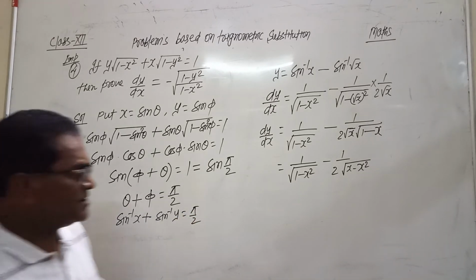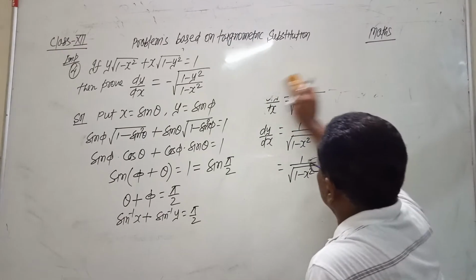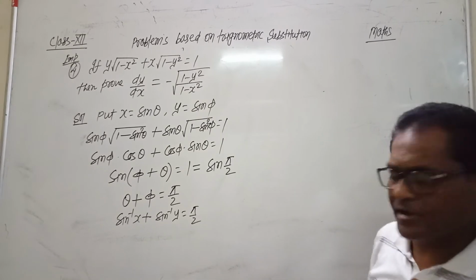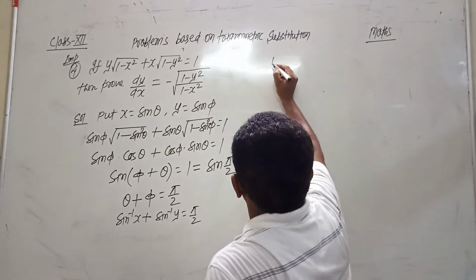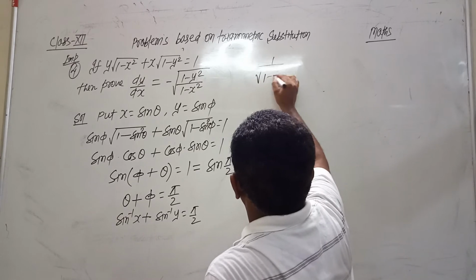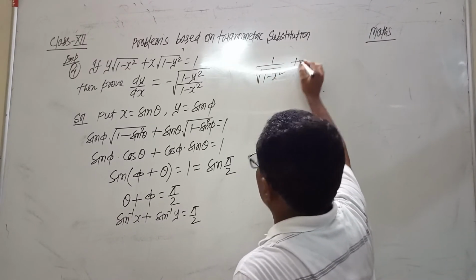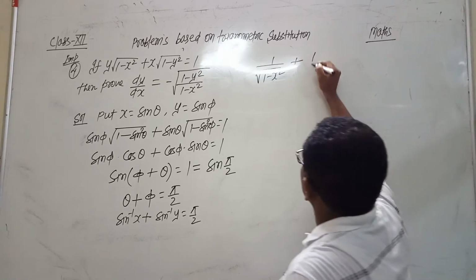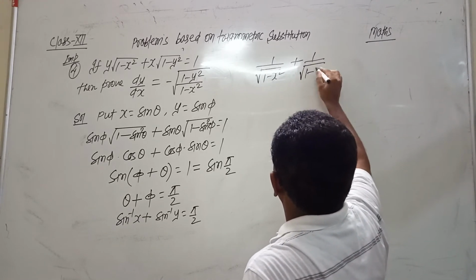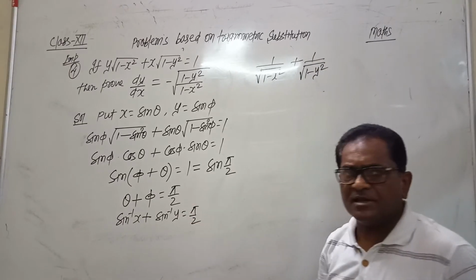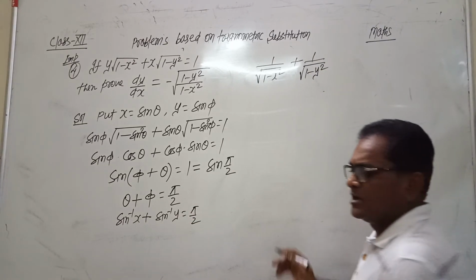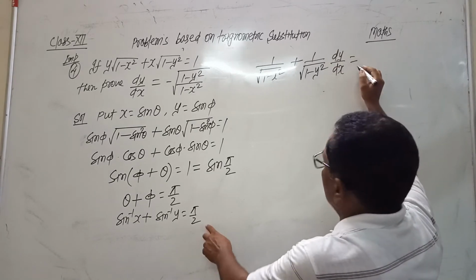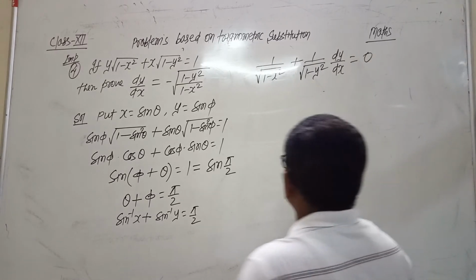Now we will differentiate with respect to x. So differentiation of sine inverse x is 1 by root 1 minus x square, plus differentiation of sine inverse y. This is 1 upon under root of 1 minus y square, and differentiation of y with respect to x. This is dy by dx, and d by dx of pi by 2, a constant term, becomes 0.